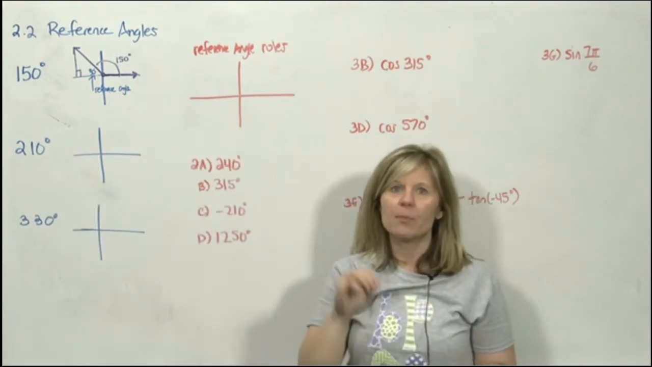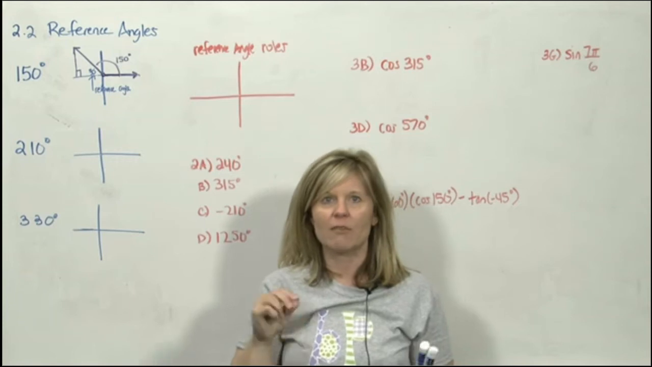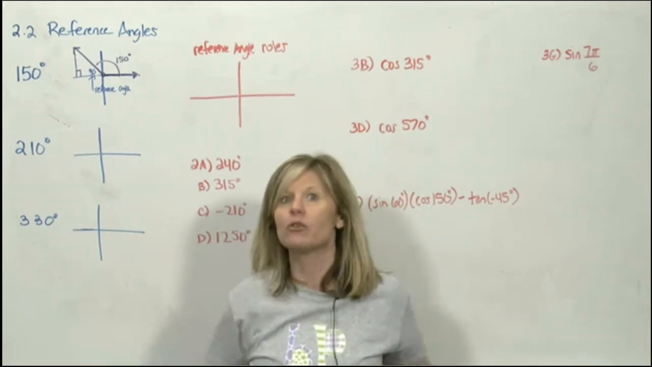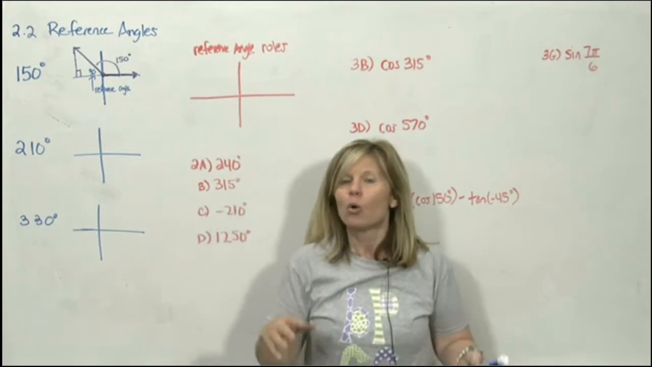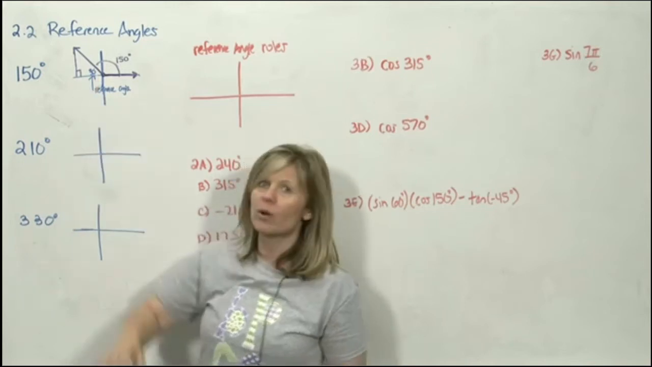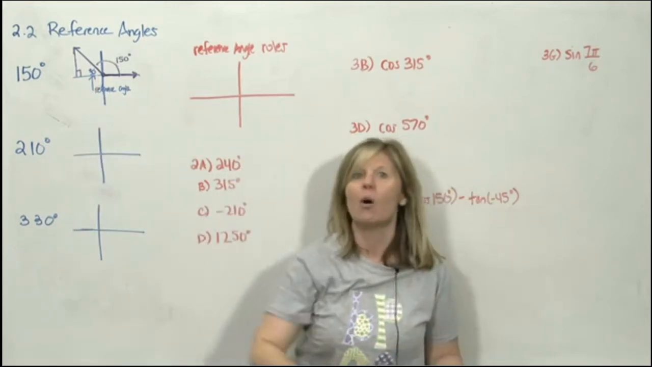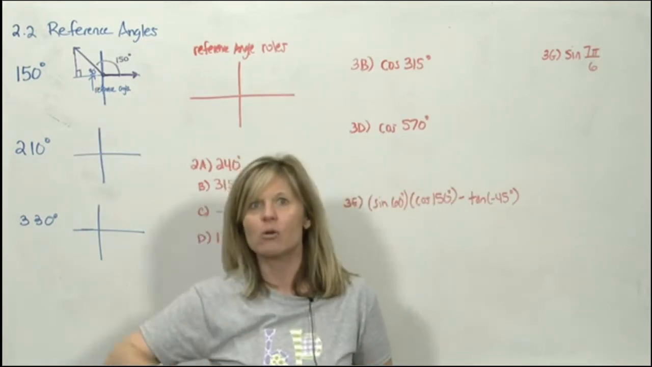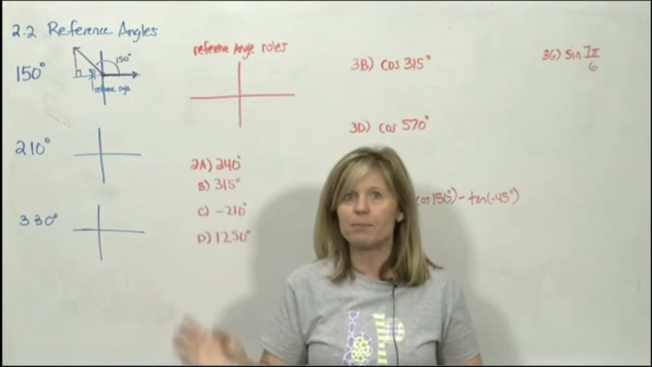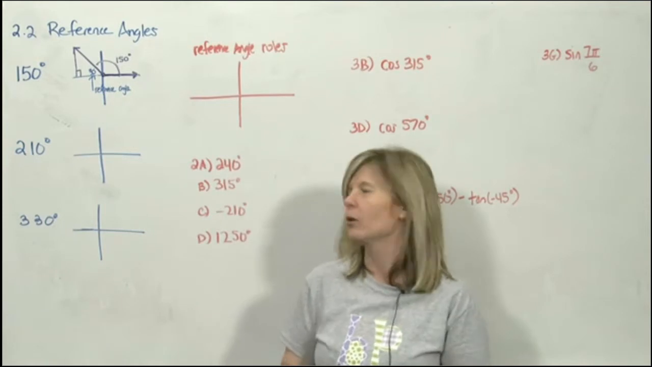So if I want to look up the sine, cosine, tangent of 150 degrees without a calculator, because we haven't learned how to do that yet, really, we don't need a calculator because its reference angle would be 30 degrees. And we learned in the previous video how to look up the sine, cosine, tangent value of 30 degrees. So every angle that's bigger than 90 has a reference angle.